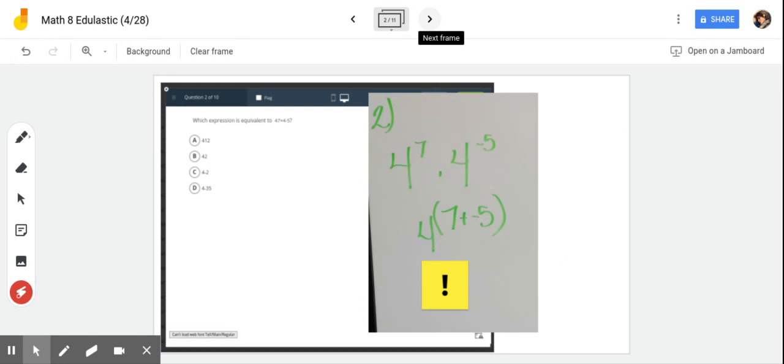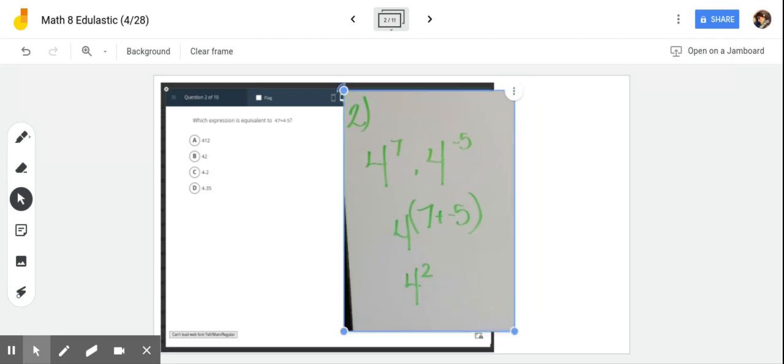All right, next question. Which expression is equivalent to 4 to the 7th power times 4 to the negative 5th power? I apologize. So we've got like bases. 4 is our base in both of these, so we're multiplying and we're going to add our exponents. We add 7 plus negative 5, carefully, using the same-sign rules, and we get 4 to the 2nd power. 7 plus negative 5 is 2.